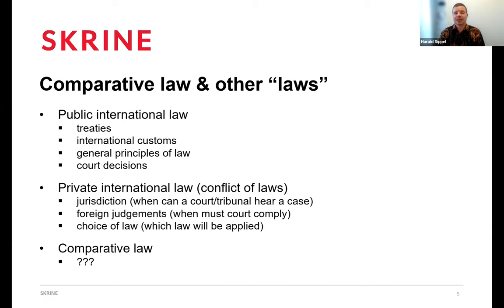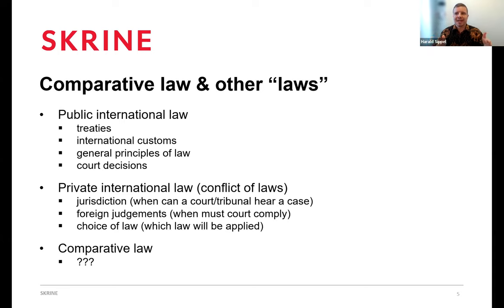If you have no idea, that's good, because there is no law as such that can be said to be comparative law. When you think about the definition that I mentioned before, and I'm not going back over all my slides, you may recall it was the systematic comparison between institutions and rules. So it must always be two things, right?